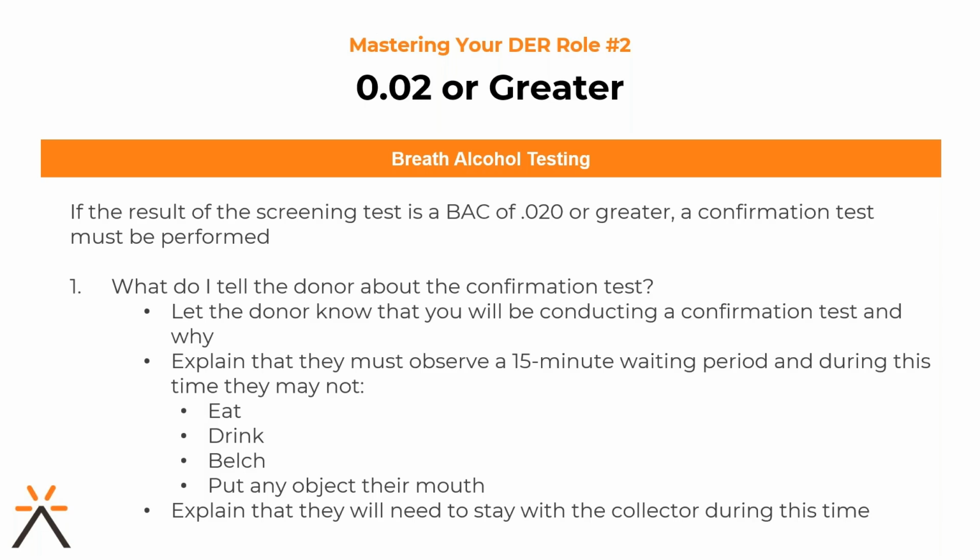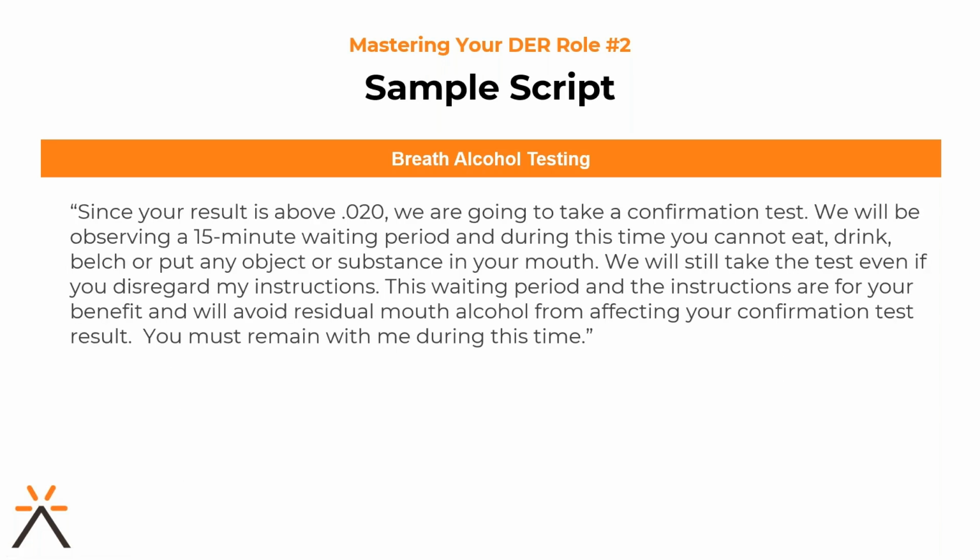It's a very difficult time, but it's important that time does occur. During that, a script that could be stated would be, since the result of your test is above a 0.02, we're going to take a confirmation test. We will be observing a 15-minute waiting period during this time. You cannot eat, drink, belch, or put anything in your mouth. We will take the test even if you disregard my instructions. The waiting period and instructions are for your benefit and will avoid residual alcohol from affecting your confirmation test. And you're going to remain with me that entire time, okay?